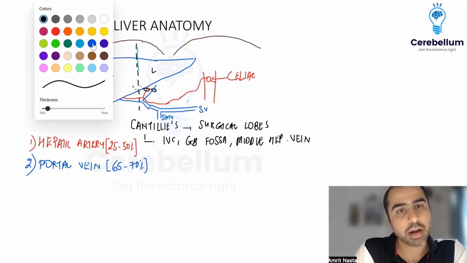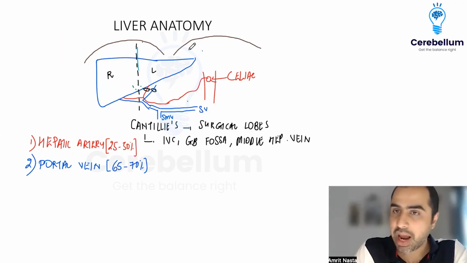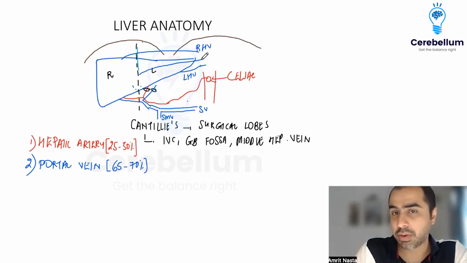Further, they also have different venous drainage. Like right half of liver will drain via the right hepatic vein. Left half of liver will drain via the left hepatic vein. And there is one extra vein, middle hepatic vein, the one that I was talking about earlier. These three veins will go and join the IVC.